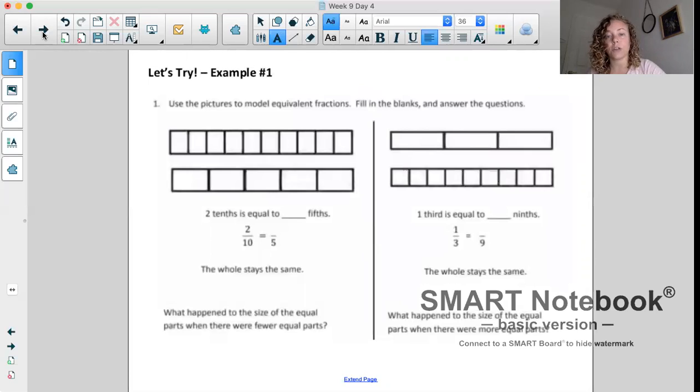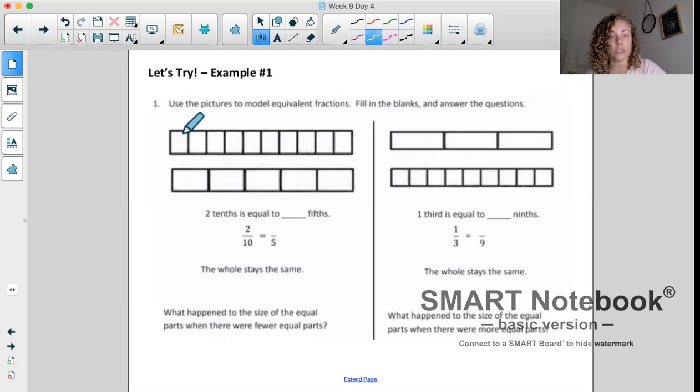Okay, let's try it. Use the pictures to model equivalent fractions. Fill in the blanks and answer the questions. 2/10 is equal to blank fifths. Okay, so the first thing we want to do is fill in 2/10. So I'm going to get a little marker tool. Let's do yellow. And I'm going to shade 2/10. So I want you to do the same on your packet.